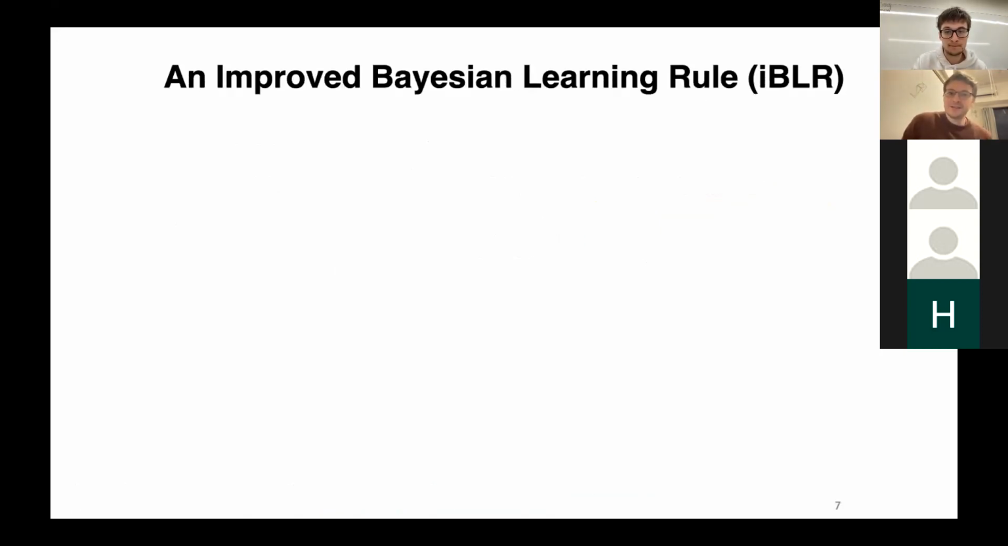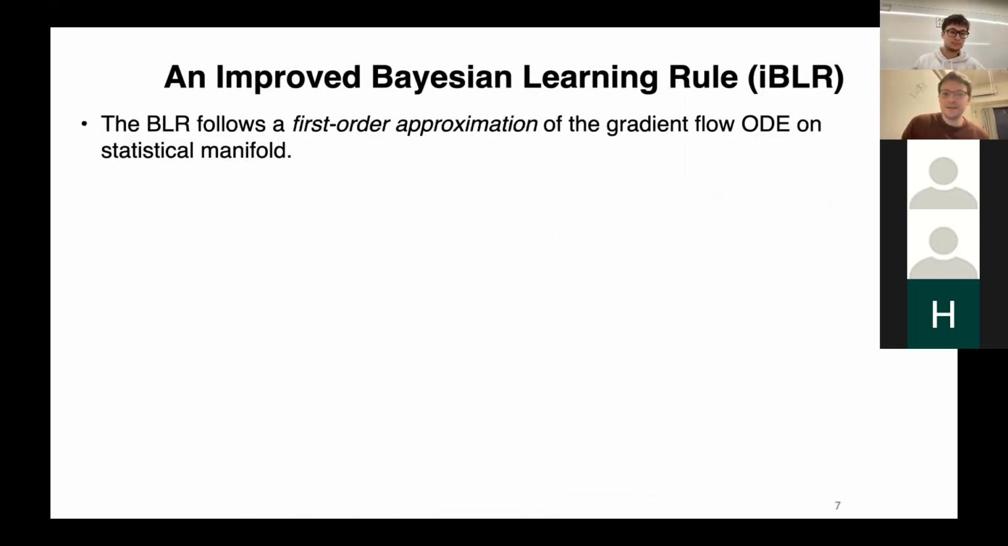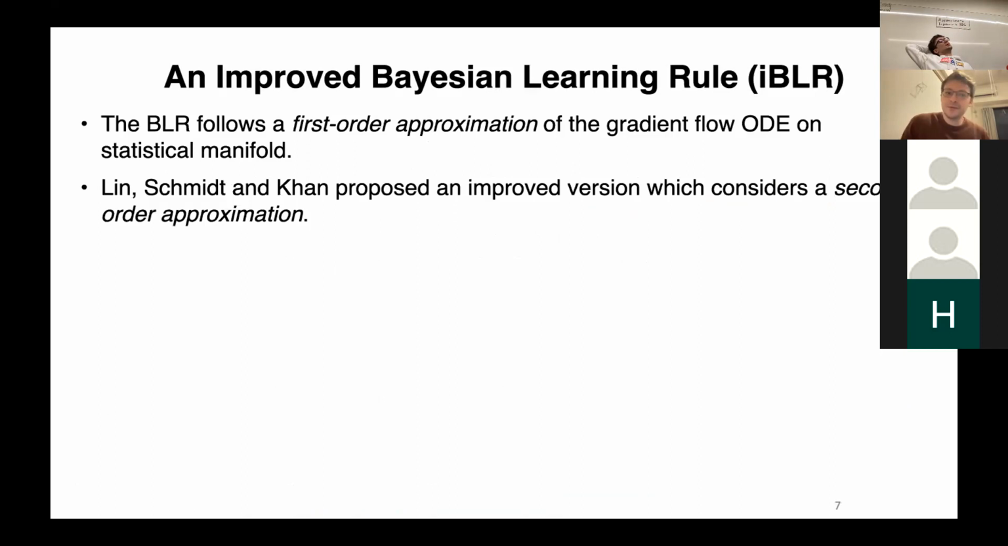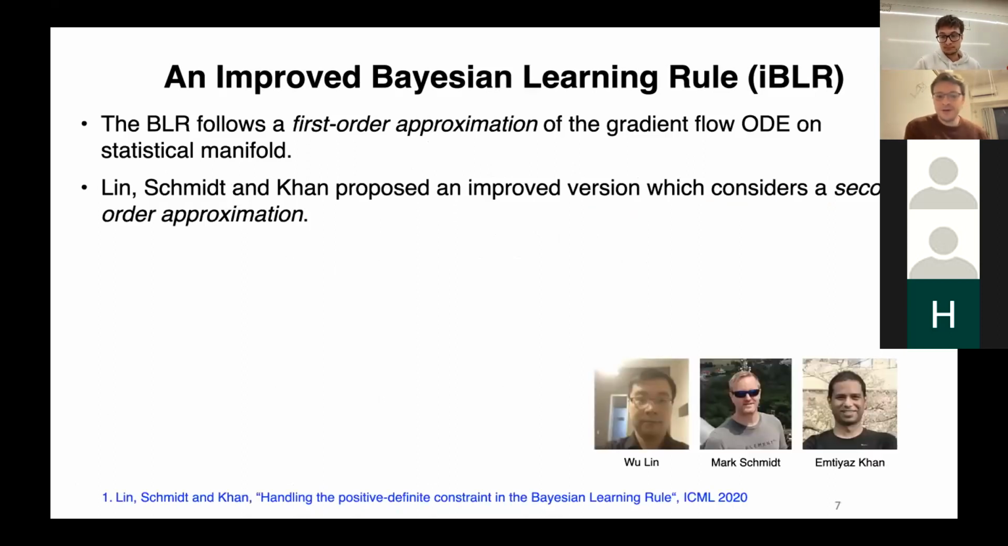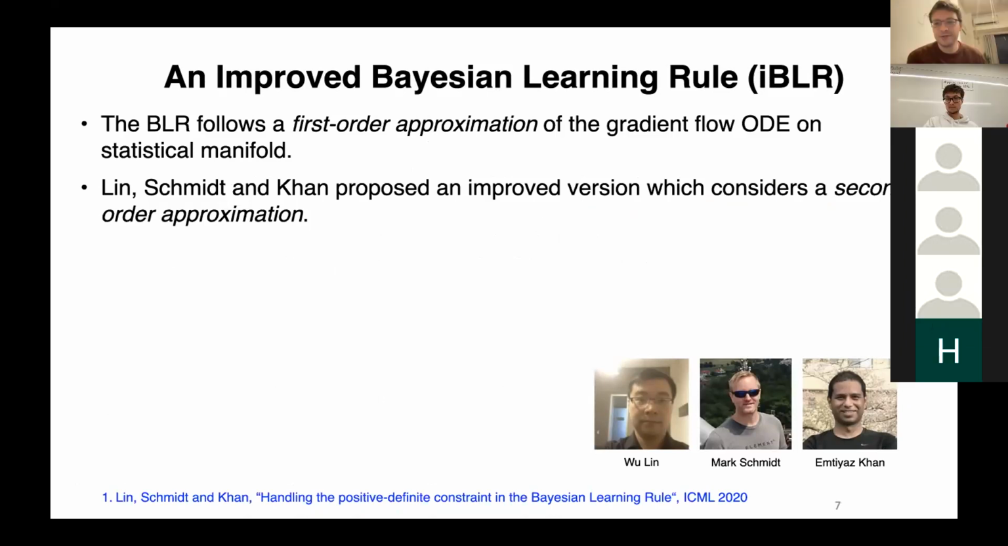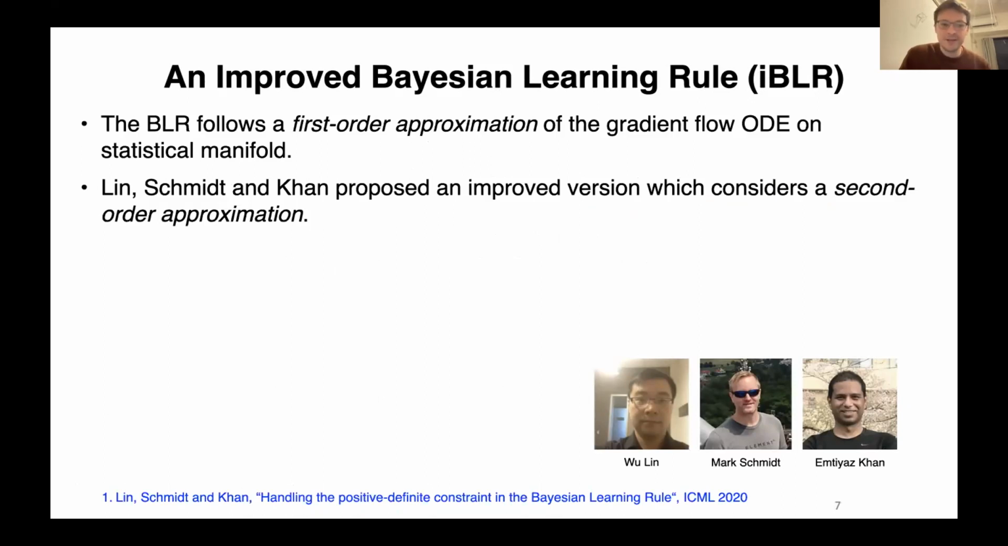And this is fixed by an improved Bayesian learning rule, which has been recently published. The improvement is as follows. The Bayesian learning rule can be seen as a first order approximation of a gradient flow ODE on the statistical manifold. And one can also consider a second order approximation of this gradient flow, which was published in this paper here. So this is some kind of improved version of natural gradient descent, which is a second order approximation to the time continuous natural gradient descent.